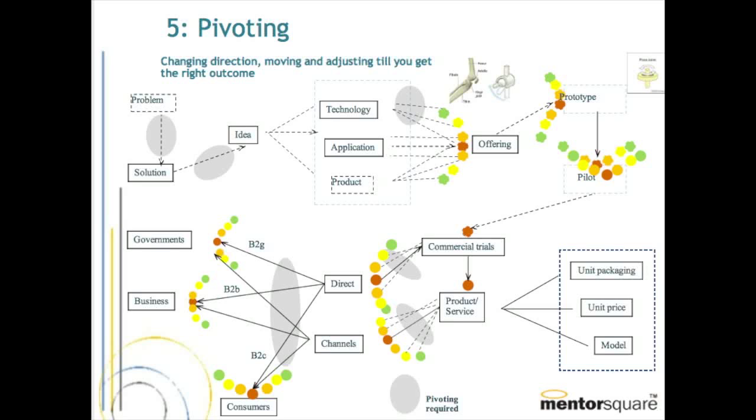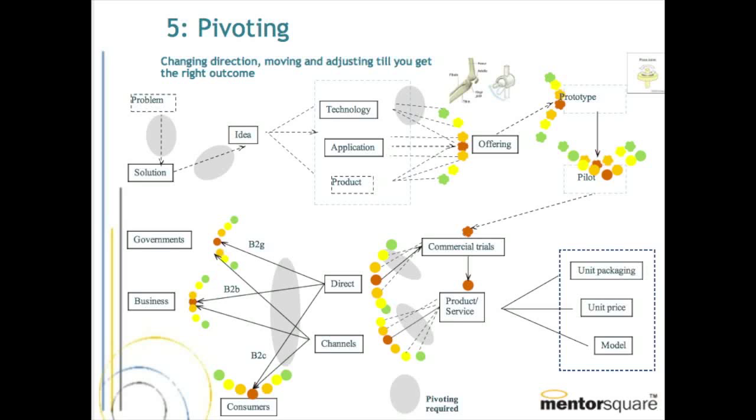As you can see, when we talk about pivoting, it is necessary at each and every stage, right from your problem or idea where you reach the offering, to prototype, then to pilot, down to commercial trials, to where you have a product or a service which is ready to hit the market. And then from there on, once you have the product or service, you'll also have to examine various models of packaging, pricing, the model of the product itself, what is the look and feel of the product, and so on, and then on to the selling and distribution, whether you'll sell directly or through channels, whether you are B2G or B2B or B2C. This is a fairly simple process, but most entrepreneurs make it very difficult for themselves by not paying heed to the need to do this.